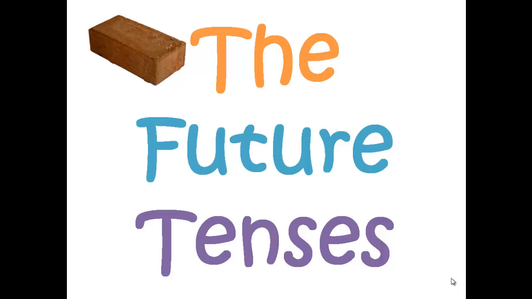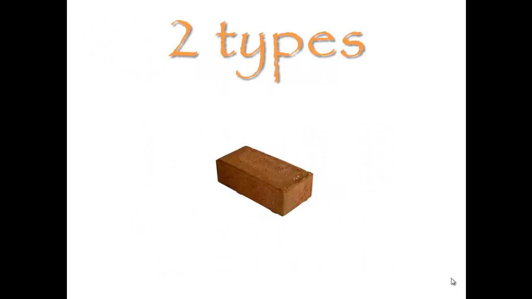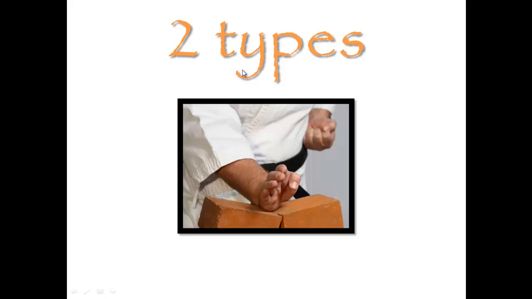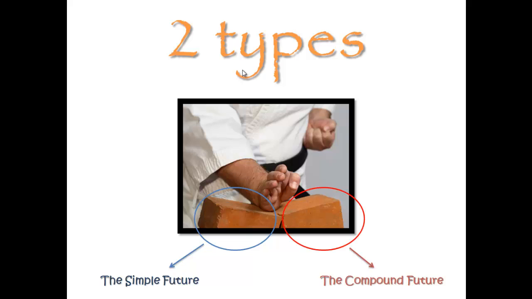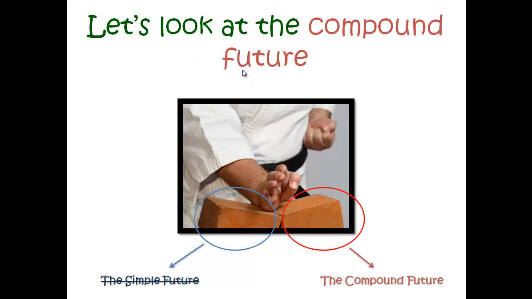So there are two types of future tenses. Think of them like a brick, though, in Spanish. So two types, they both more or less have the same function. But we're not going to look at both of them in one video because that's going to be quite a lot. So I'm going to split them in half. We're not going to look at the simple future today. We're going to be looking at the compound future.